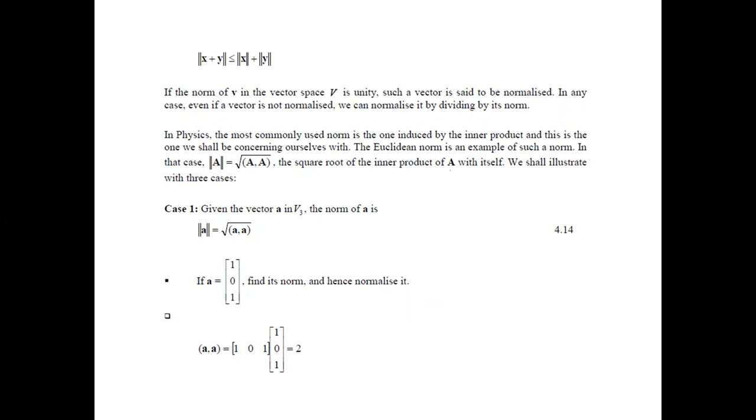We shall illustrate with 3 cases. Case 1, given the vector A in V3, the norm of A is square root of the inner product of A with itself. See an example now. A equals 1, 0, 1. To find this norm, we multiply by the same vector. But of course, the first one is going to now be a row vector, and the second one a column vector. We're going to arrive at 2. So norm of A is the square root of inner product, which is square root of 2. We see that A is not normalized. However, C, which is defined as A over norm of A, which is 1 over root 2, (1, 0, 1), is normalized. You can check this on your own.